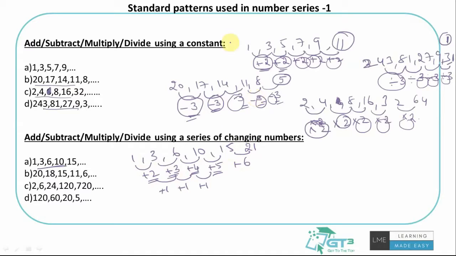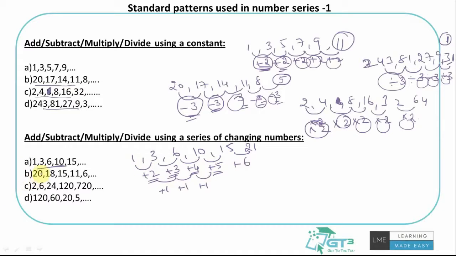Now that's the difference between this. I'm adding a constant number in this example, but here I am not adding a constant number to the previous term. Rather, these terms which are being added are also actually following a pattern, which is 2, 3, 4, 5 and 6. Right? So that is the slight difference that you will see.